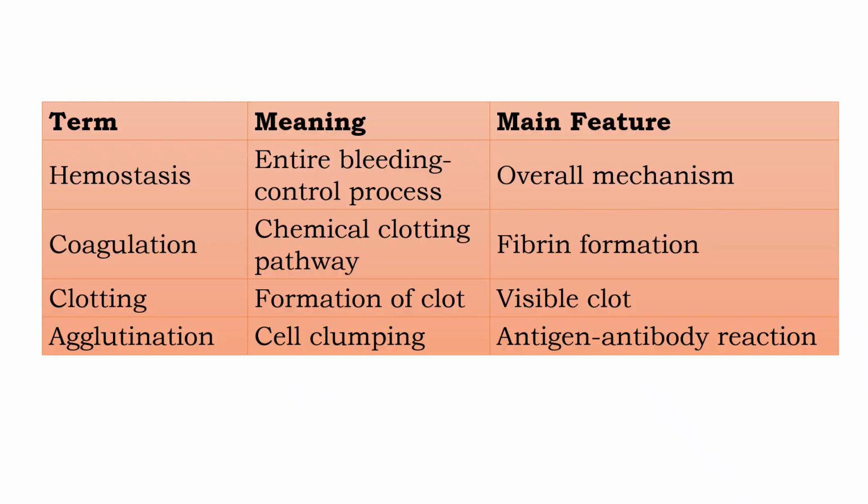Let us summarize it. So hemostasis is the entire process of blood clotting to stop the bleeding. Coagulation is a chemical clotting pathway where formation of fibrin thread occurs. Clotting is the formation of clot, which is a visible clot. Agglutination is cell clumping or aggregation of cells, which is an antigen antibody reaction commonly seen during blood group detection. So this is all about hemostasis, coagulation, clotting and agglutination.